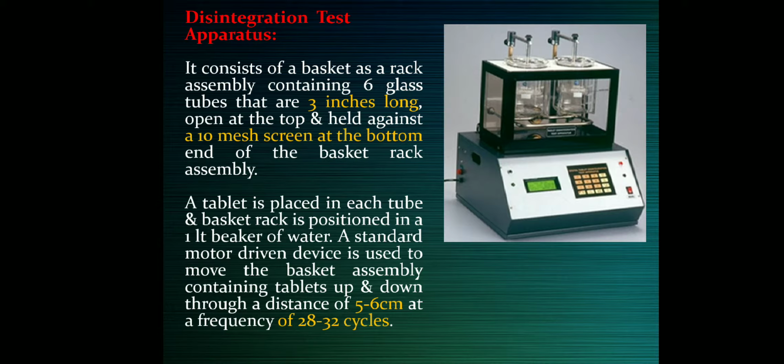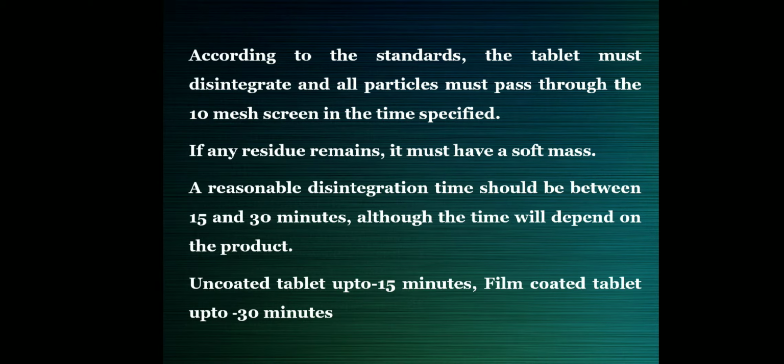A tablet is placed in each tube and the basket rack is positioned in 1 liter of water, or whatever may be the disintegrating fluid as per the official test. A standard motor driven device is used to move the basket assembly containing the tablets up and down through a distance of 5 to 6 cm at a frequency of 28 to 32 cycles per minute. According to the standard, the tablet must disintegrate and all particles must pass through the 10 mesh screen in the time specified in the official books.